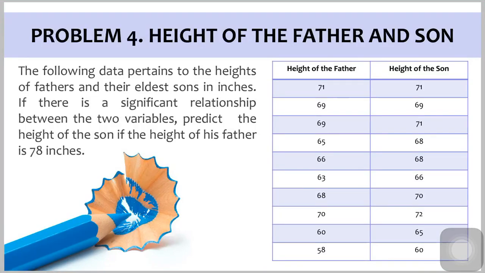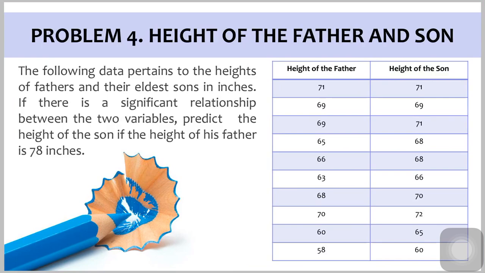Let's have problem number 4, height of the father and son. The following data pertains to the heights of fathers and their eldest sons in inches. If there is a significant relationship between the two variables, predict the height of the son if the height of the father is 78 inches.